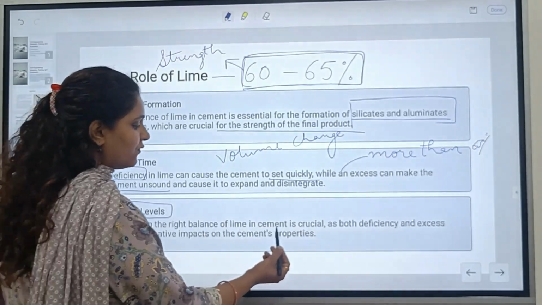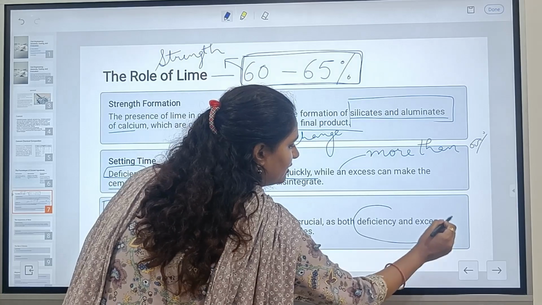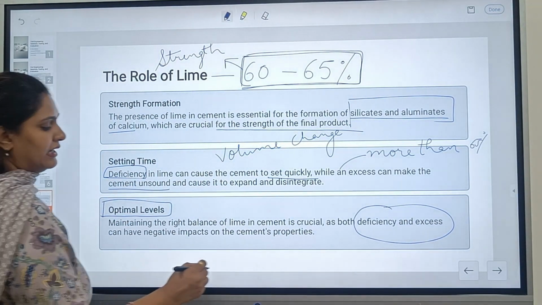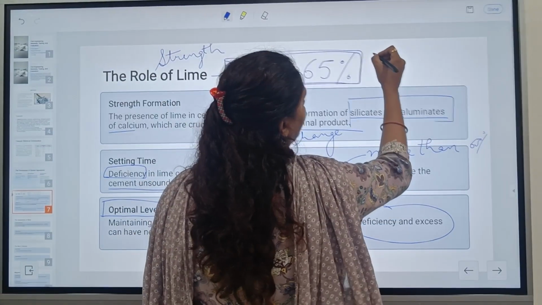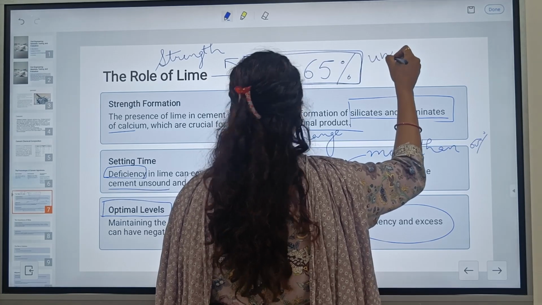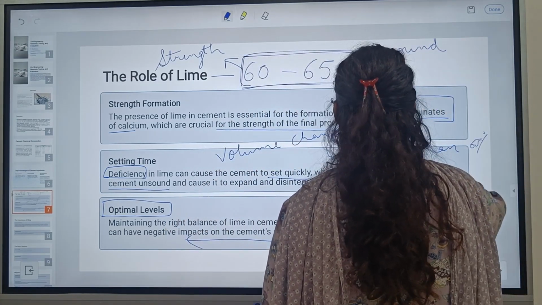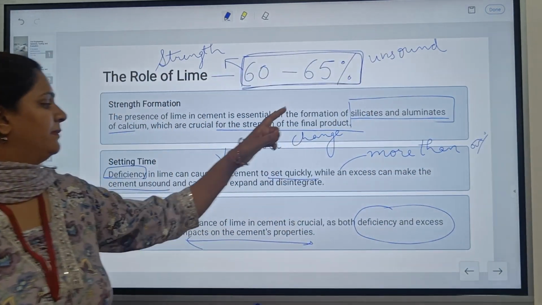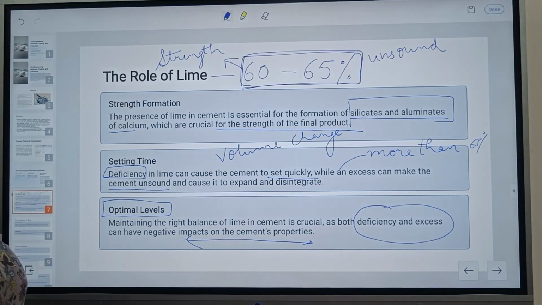Maintaining the right balance of lime and cement is crucial. So we must not be in deficiency or in excess. It impacts in a negative manner. What are the impacts? It makes cement unsound. Okay, then it will make the cement unsound. Now, that is the role of lime.